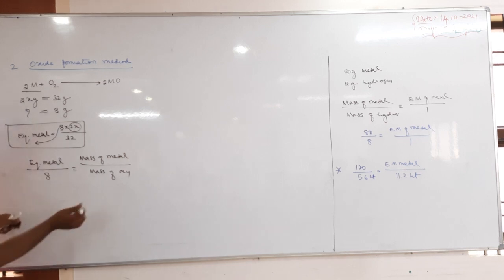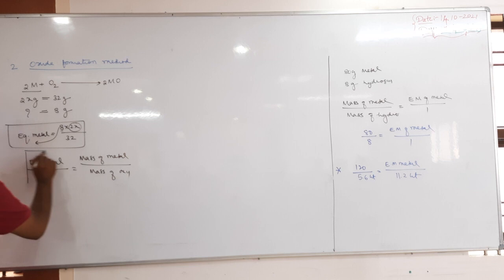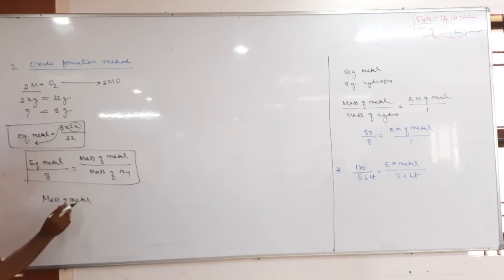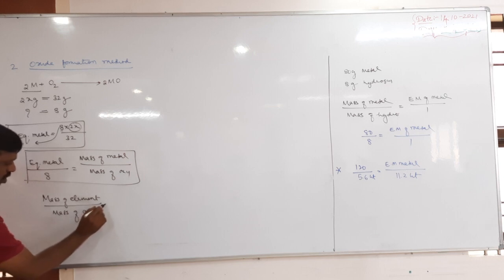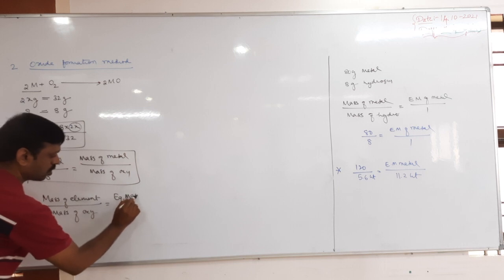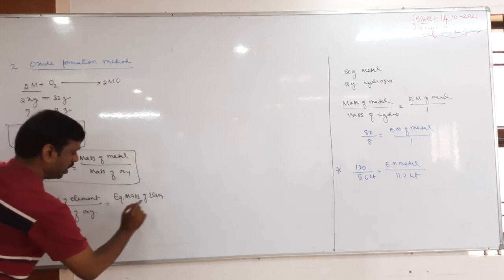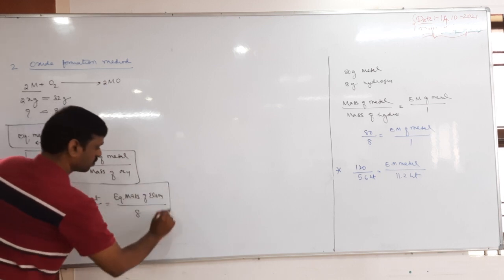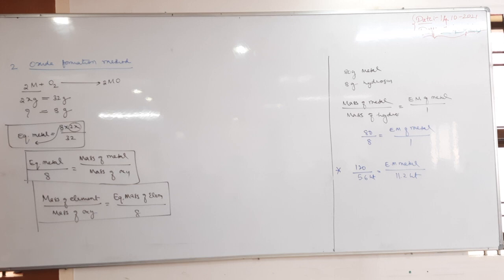So if you want to write the formula, the simple formula is mass of metal, or better, take element: mass of element by mass of oxygen is equal to equivalent mass of element divided by 8. Okay.